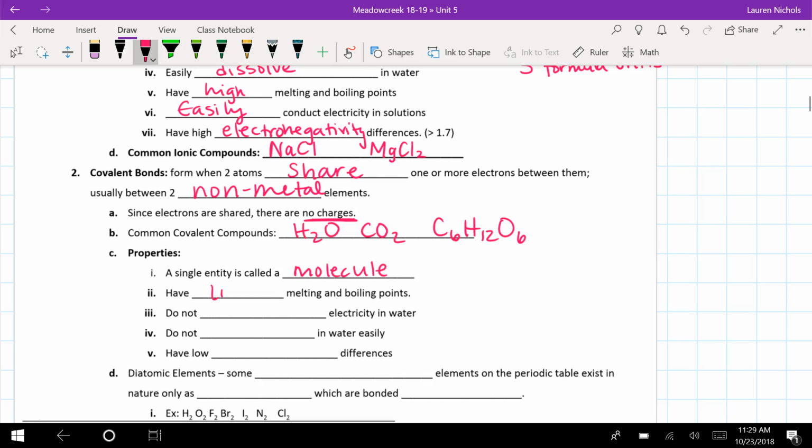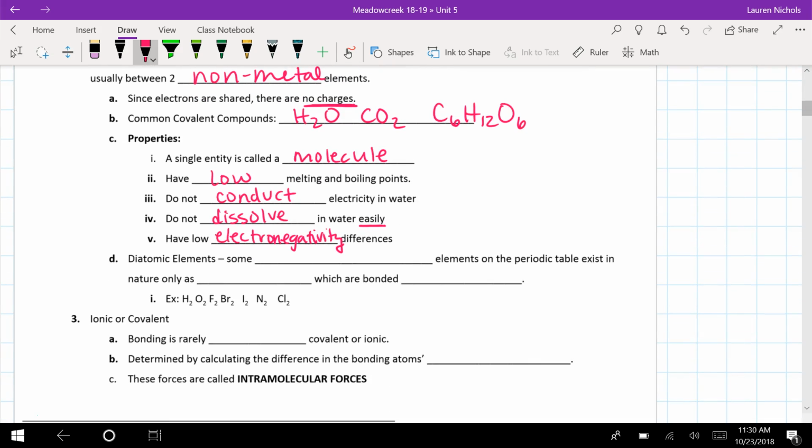Covalent compounds are going to have low melting and boiling points. They do not conduct electricity in water, and they do not dissolve in water easily. The key word there is easily. I'm not saying that sugar will not dissolve in water, but it will not dissolve as readily as maybe salt would. And they're going to have low electronegativity differences.